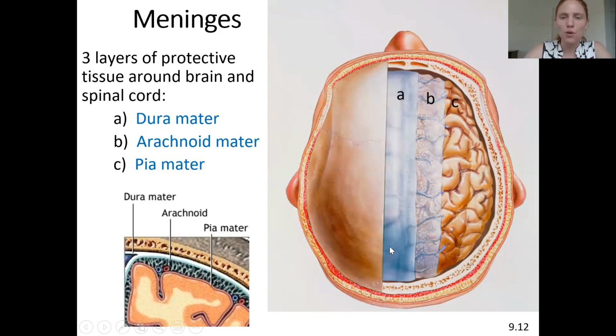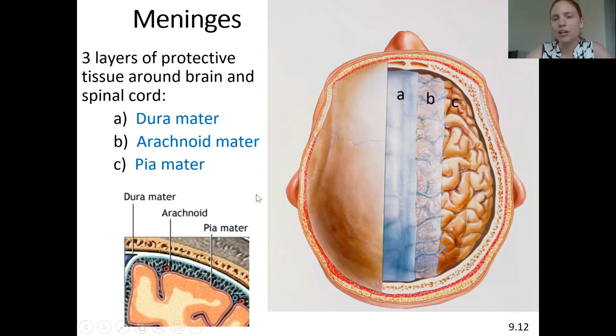So the outermost one here is called the dura. Dura as in tough, the tough mother. So dura mater here. Then we have the arachnoid mater. Looking at the picture here, why do you think it's called arachnoid? Arachnoid's like spiders, right? It's called the arachnoid mater because it looks very spidery. So as you peel up the dura mater, underneath it you're going to see a bunch of thin, spidery, web-like structures. That would be the arachnoid mater.